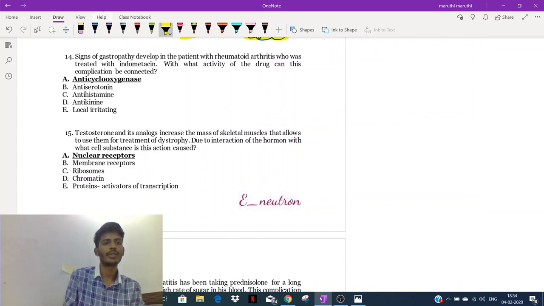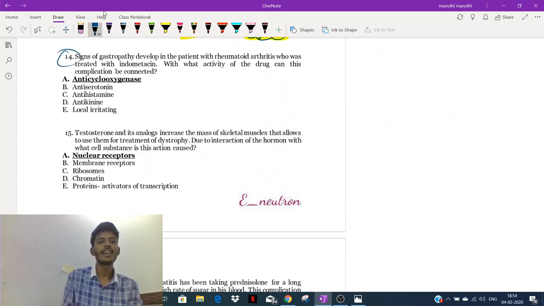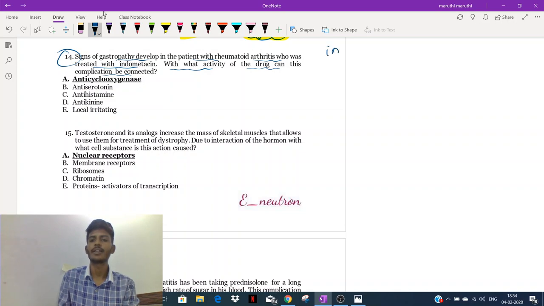Now let's go to the next question, 14th. Signs of gastropathy developed in a patient with the rheumatoid arthritis who was treated with the indomethacin. With what activity of this drug complication is connected? Okay, what they have given, the patient was given indomethacin. What is this indomethacin?